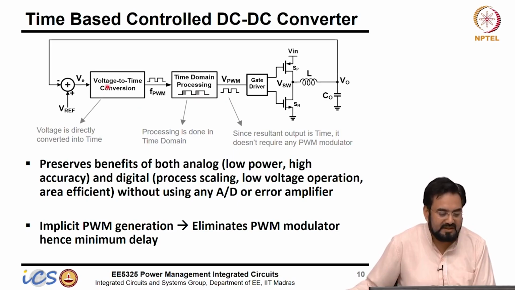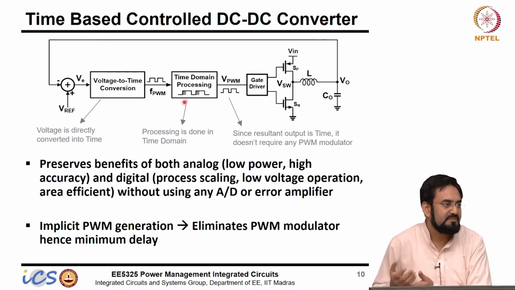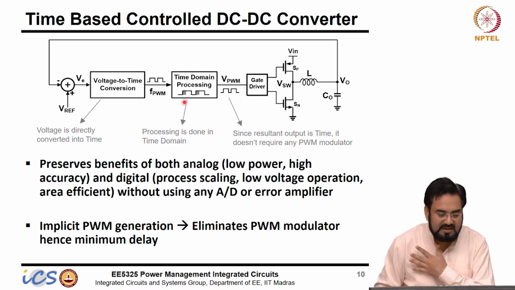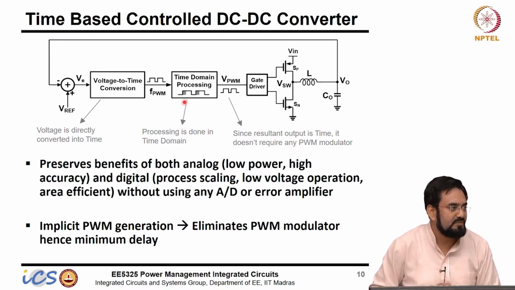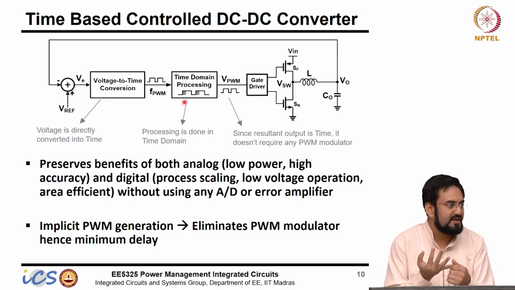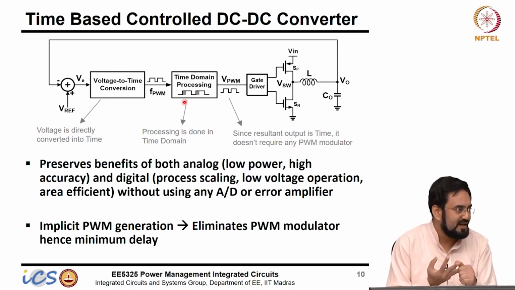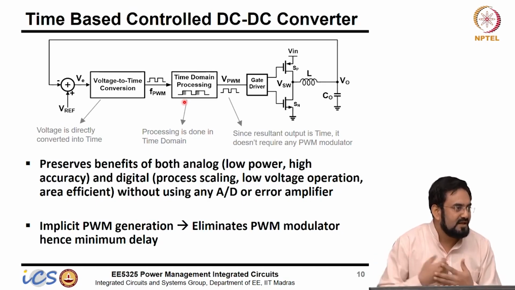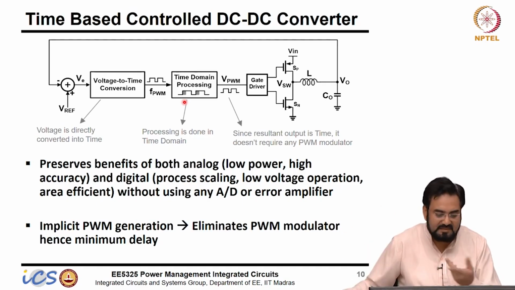So what we are doing here, upfront we are converting into time, and we will process everything in time, and my resultant will be time. So I don't require any PWM modulator here. So we got completely rid of the PWM modulator. It has saved me a comparator. I don't require any ramp, and there is no delay associated with that. So I can run at higher speed also. So that's the main advantage.